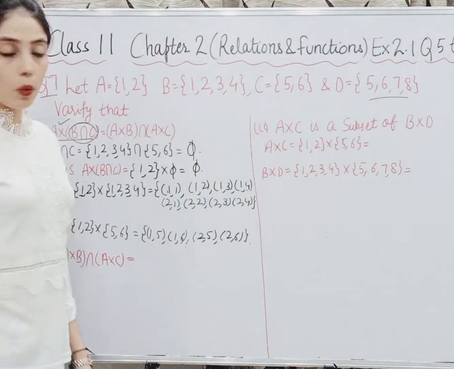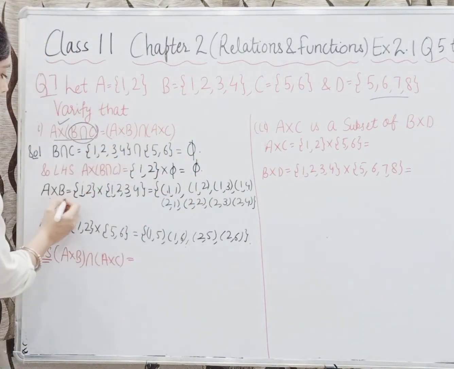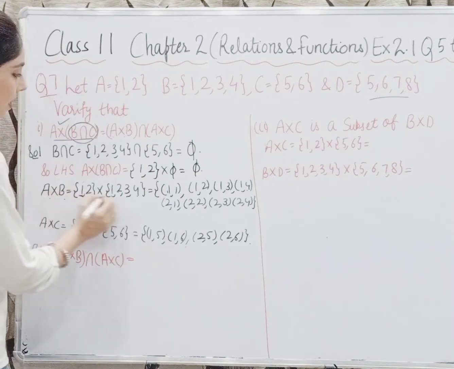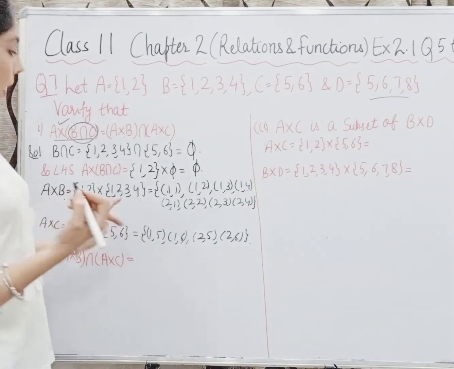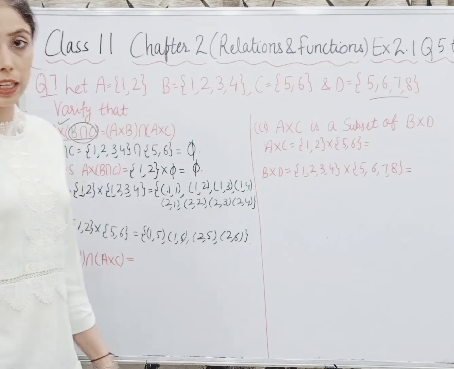Okay. Now what about the right hand side? A cross B. In A we have 2 elements, in B we have 4 elements. So in the Cartesian product we have 8 elements.